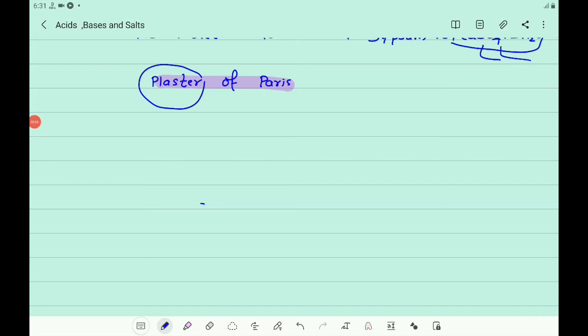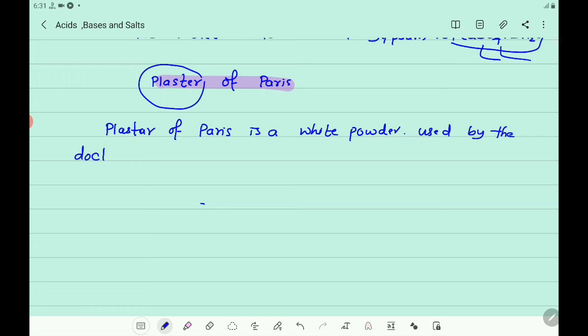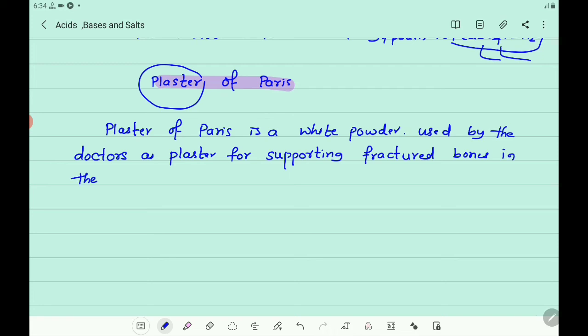So you write, what is plaster of Paris? Plaster of Paris is a white powder used by the doctors as plaster for supporting fractured bones in the right position.